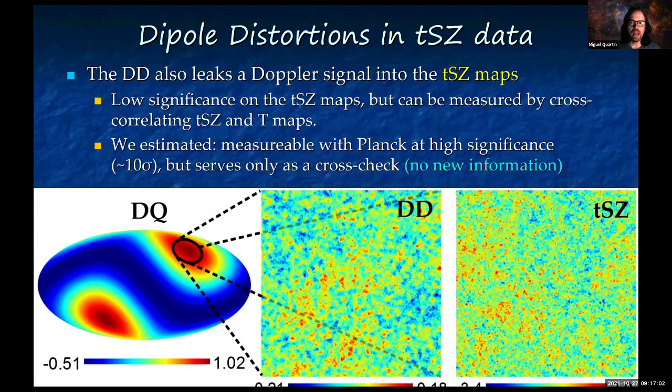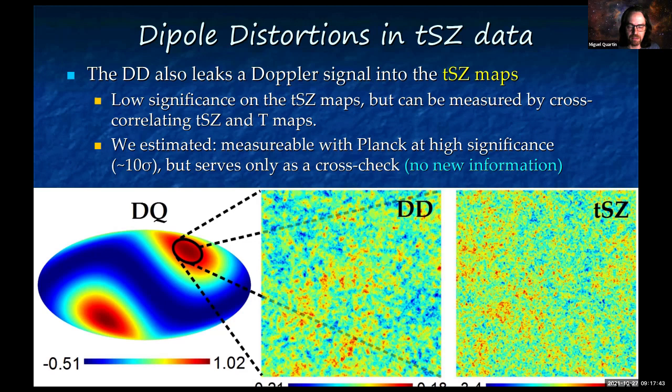And this also appears in the thermal Sunyaev-Zeldovich data. These dipole distortions leak some Doppler signal into the TSZ maps. In the TSZ maps themselves, the significance is low, okay? But you can cross-correlate the TSZ maps and the temperature maps, and because these are cross-correlated, there's no cosmic variance there. So we did some estimation back in 2015 and said this could be measured with Planck at high significance, maybe up to 10 sigma or so. But again, this would be just a cross-check that you're doing everything right in our data analysis. It's not bringing any new information from the primordial universe.